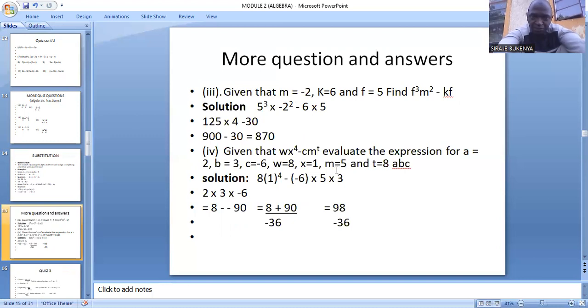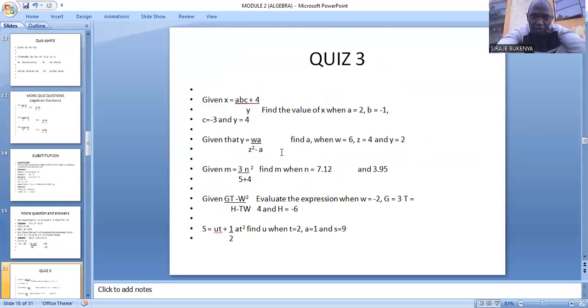Then another question, you're given w x power 4 minus cm power t, evaluate the expression. So just substitute, and you have to get these answers. So just try to pause the video and see whether you're getting the same answers as the ones we have got here. You can try more quizzes of the substitution.